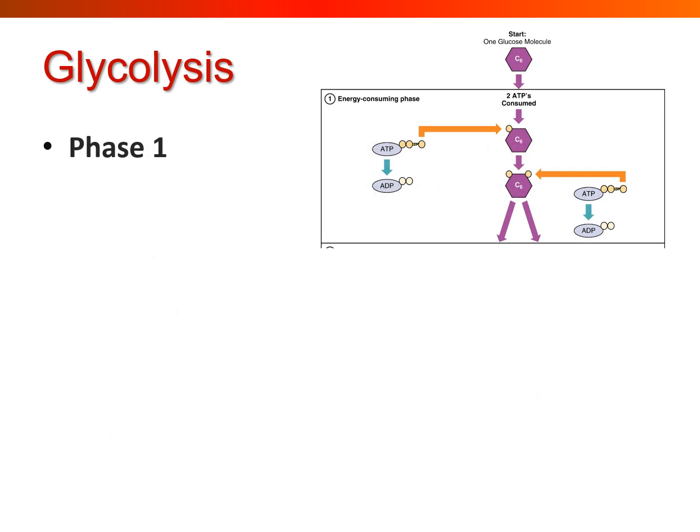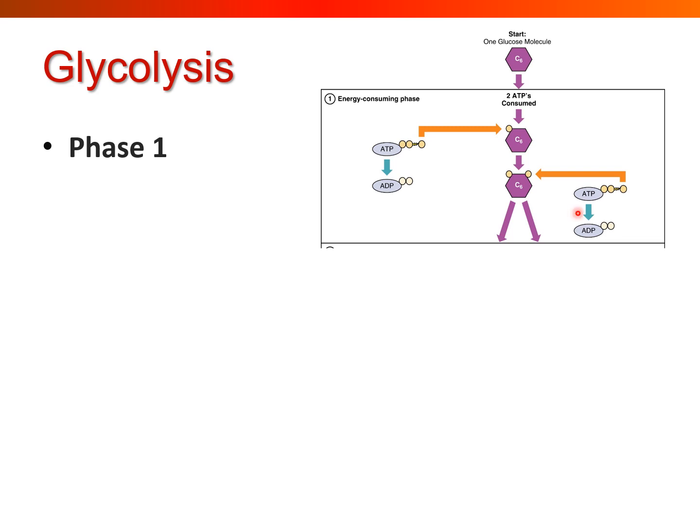So this is an image from your book in OpenStax, and this is looking at phase 1. So what we see happening here is that we've got our 6-carbon glucose molecule, and then one of the things that's going to happen is we're going to basically take one of our molecules of ATP and we're going to cleave off a phosphate, leaving behind an ADP, which has 2 phosphates, and we're going to take that phosphate and we're going to put it onto one of the carbons of our glucose.